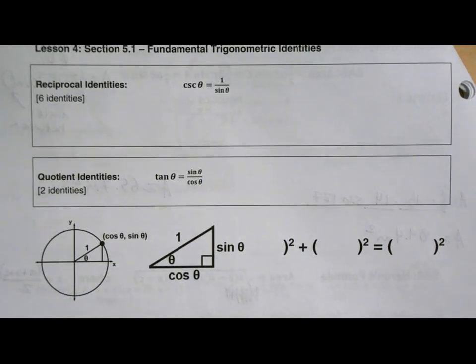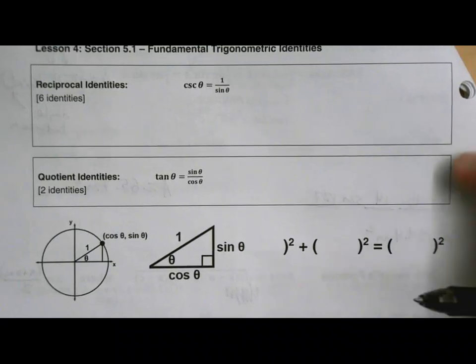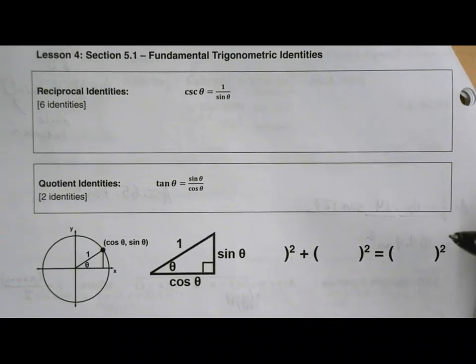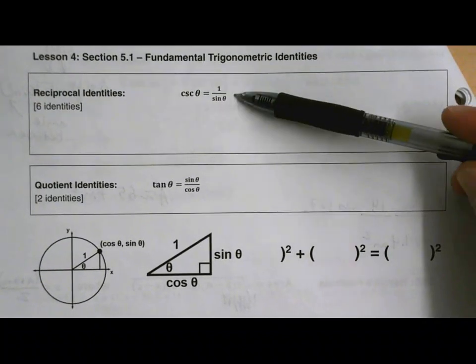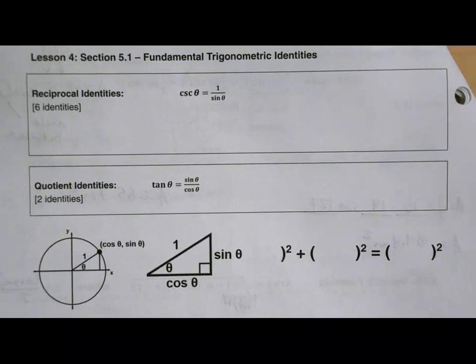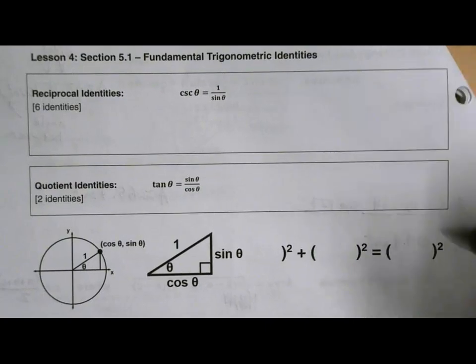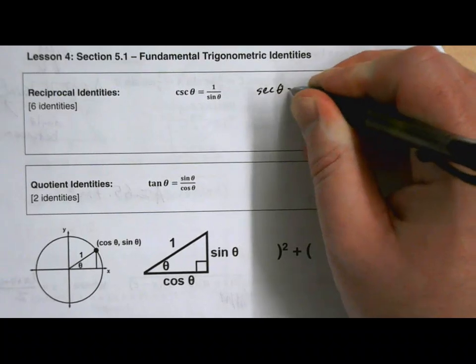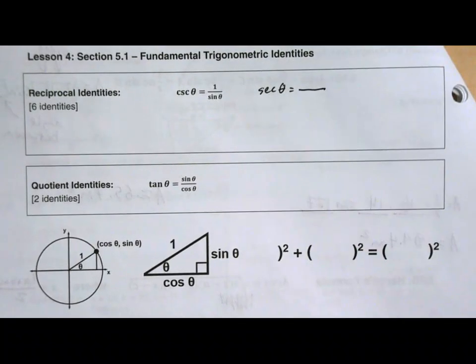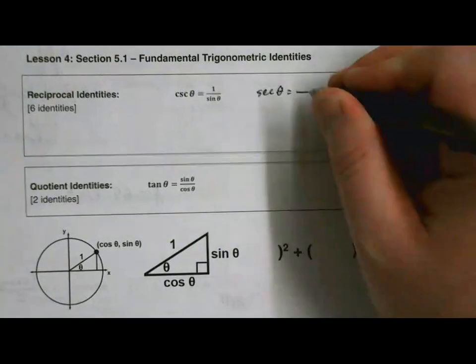So we're going to start off with the fundamental identities that we're going to be using the most. There are 6 reciprocal identities. I've got the first one up here. You guys know the other 5. We at least know the other 2 main ones. This is cosecant. What is the secant of theta? You guys already know this. It's 1 over cosine.